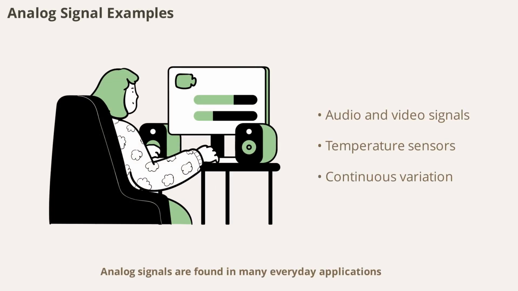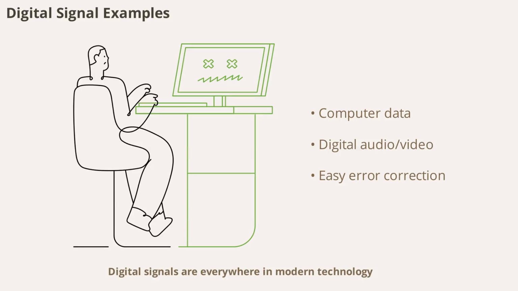Analog signals are found in many everyday applications. Examples include audio signals from microphones, video signals in traditional television, and temperature readings from analog sensors. These signals vary smoothly over time and can represent a wide range of values, making them suitable for natural phenomena and continuous data.